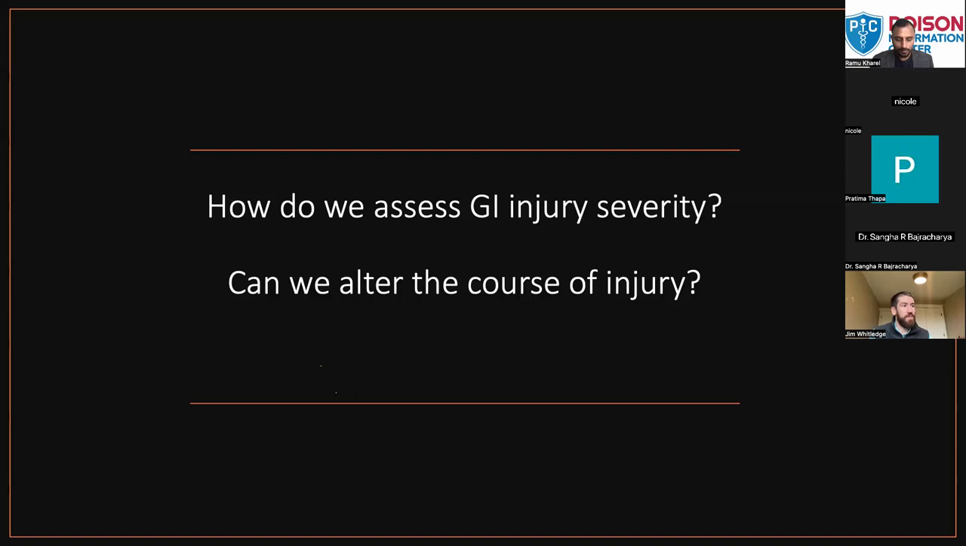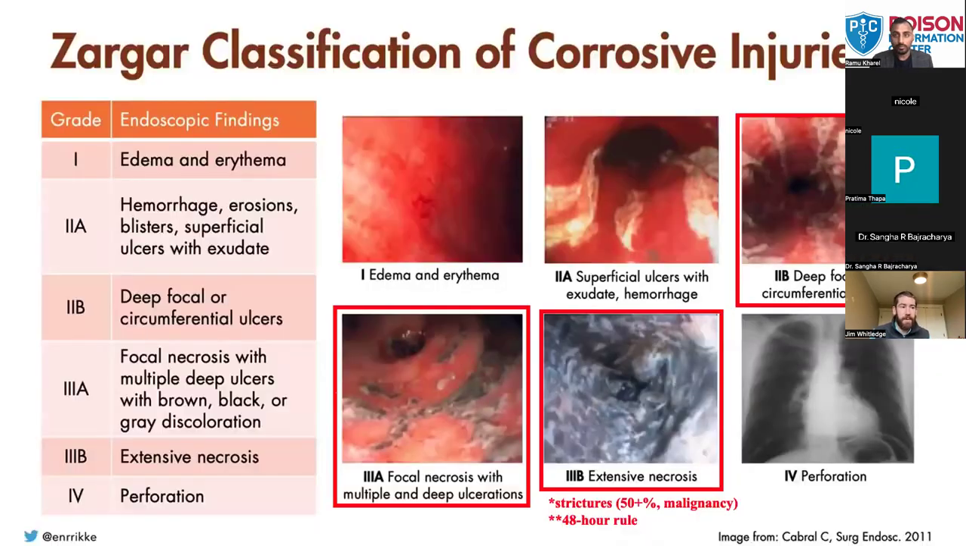So this brings us to the question of how do we assess GI injury severity, and can we alter the course of injury? Can we decrease the risk of these really debilitating strictures? So I'll talk first about endoscopy, which is our traditional method of assessing for GI tract injury. We've done this for a number of years, and there is a commonly accepted grading scale called the Zargar grading system. This was developed by Dr. Ali Zargar, who is from India, in the early 1990s.